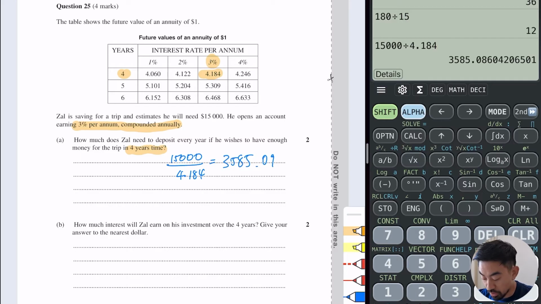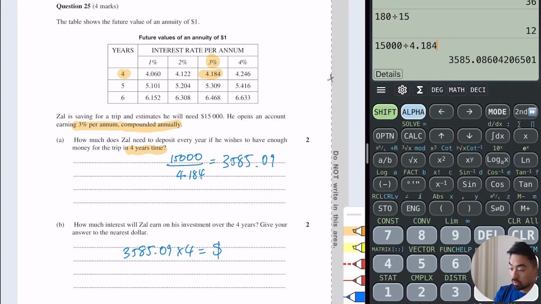B, how much interest will Zal earn on his investment over 4 years? Give your answer to the nearest dollar. Okay, so a lot of people get confused here and they kind of freak out over the whole interest thing and they start doing the compound interest formula, and that's not the way to go. When you get given an annuity, it usually is going to be just however often he's depositing it times how long he's putting it in for. So in this case, he's doing 3,585.09 per year, and he's doing that for 4 years.